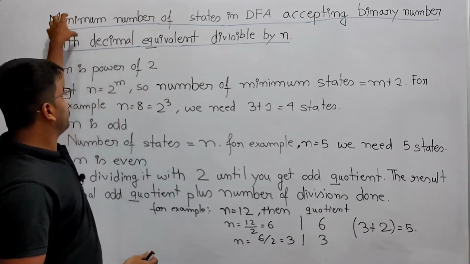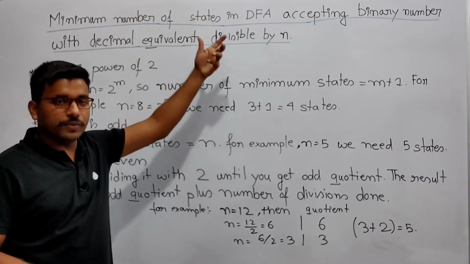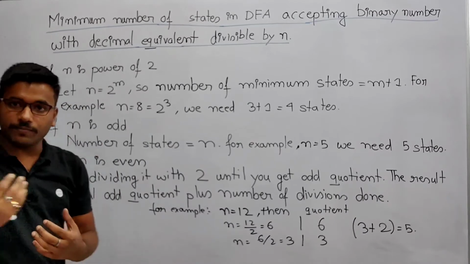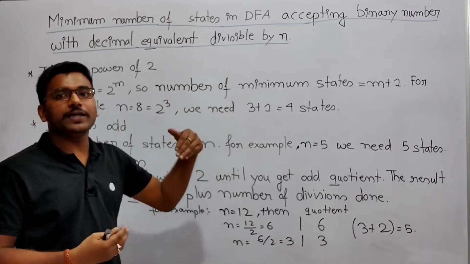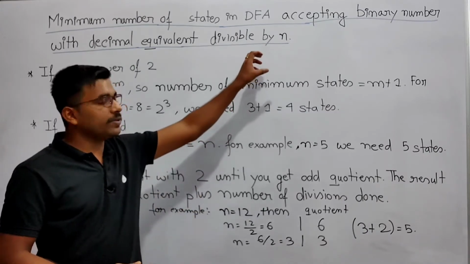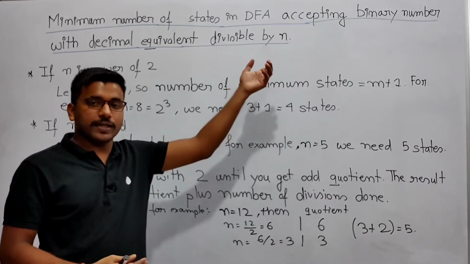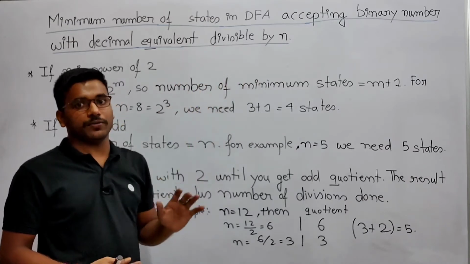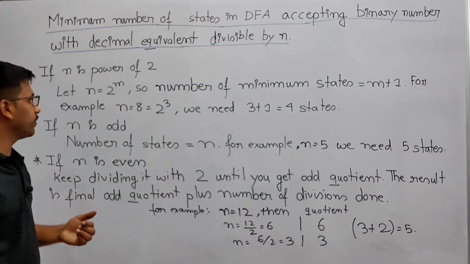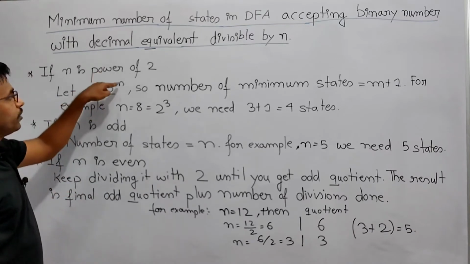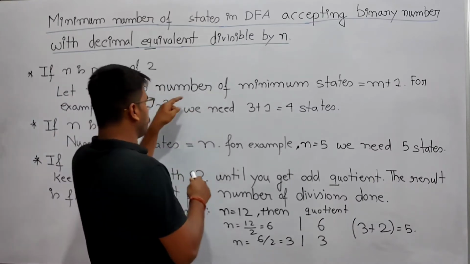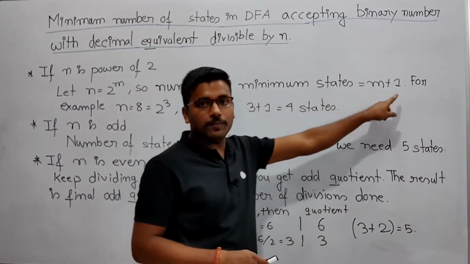The minimum number of states is that of the minimal DFA accepting binary numbers with decimal equivalent divisible by n. Here n is general, n can be anything. What is going to be the minimum number of states? Now I am assuming n is a power of 2, let n equal 2 to the power m. So the power is m, and the minimum number of states is equal to m plus 1.